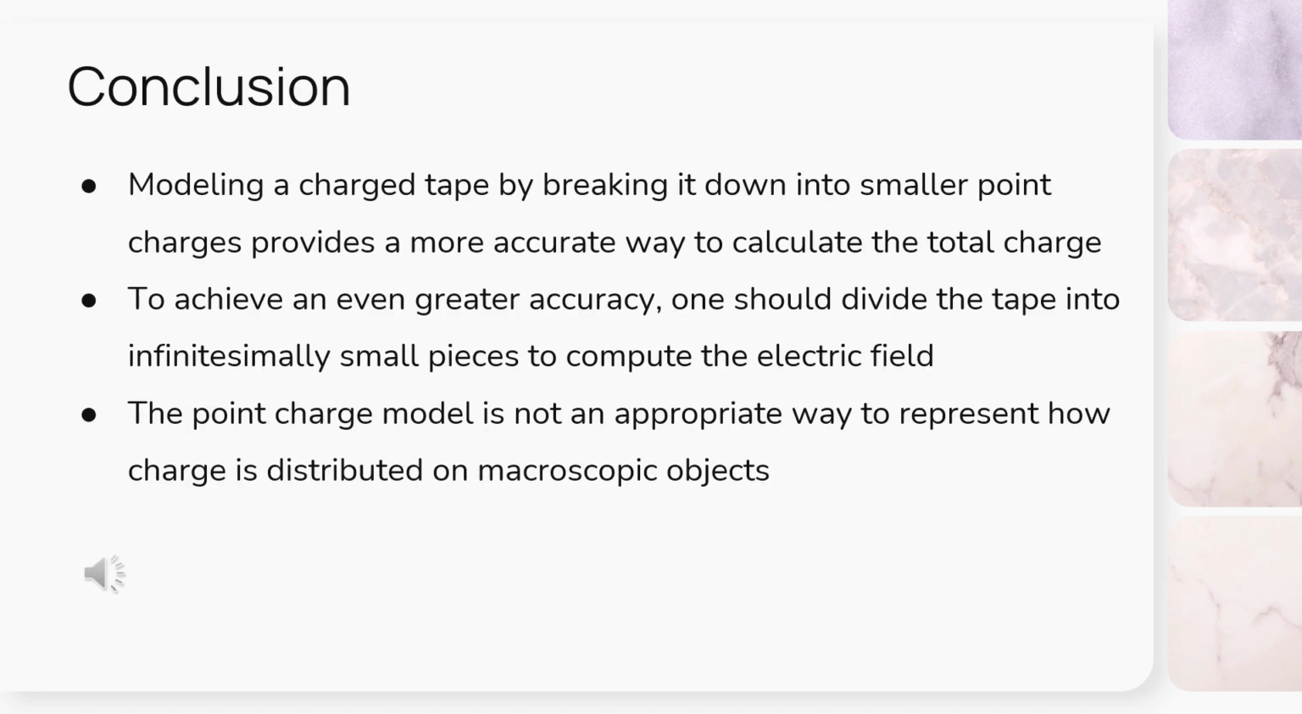Now for some concluding thoughts about the experiment. Modeling a charged tape by breaking it down into smaller point charges provided a more accurate way to calculate the total charge. And to achieve even greater accuracy, we should divide the tape into infinitesimally small pieces to compute the electric field. The point charge model is not an appropriate way to represent how charge is distributed on macroscopic objects, such as tape.